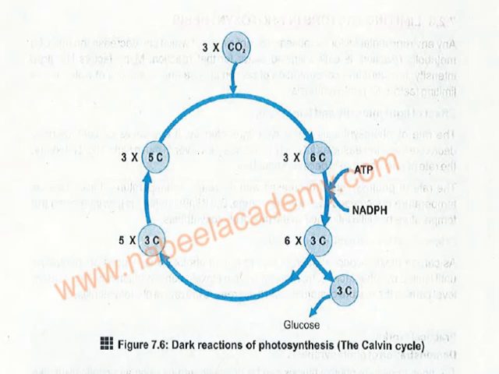But in dark reactions, which is also known as the Calvin cycle, see, this is the diagrammatical representation of the Calvin cycle, and this is known as dark reactions of photosynthesis also. The details of dark reactions were discovered by Melvin Calvin. You must know who discovered dark reactions. His name was Melvin Calvin, and he was awarded the Nobel Prize in 1961 for his work on the details of photosynthesis. And he discovered this at the University of California.